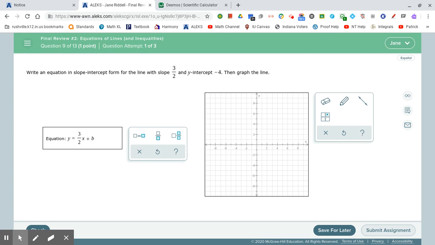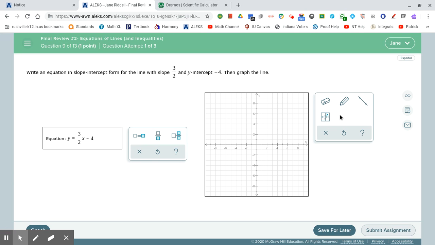And then my y-intercept, my b, is negative 4. So if I try to type in a plus a negative 4, that's not possible. A negative 4 is the same thing as a minus 4, so I'm just going to type in negative 4. So here's my equation. Now I'm going to get my line tool.